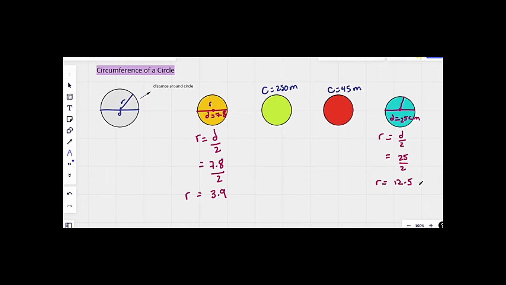And in this case, it's centimeters, so we have to make sure we always say it's centimeters. If we had meters, we have to say meters. If it's millimeters, we have to say millimeters. So just keep that in mind.